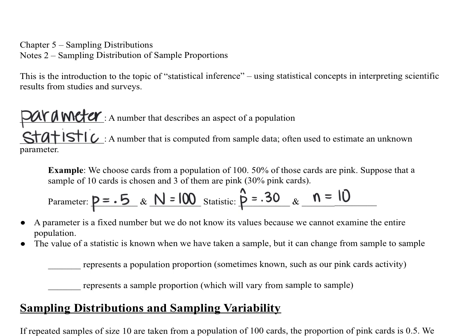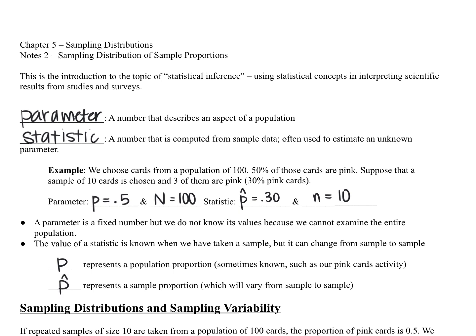Normally speaking, our parameter is a fixed number that we do not know because we cannot examine the entire population. This was a special case where we knew the population was 100 cards. And the value of our statistic is known when we have taken a sample, but it can change from sample to sample. So lowercase p is going to represent our population proportion, sometimes known like in this pink cards example, but mostly not.